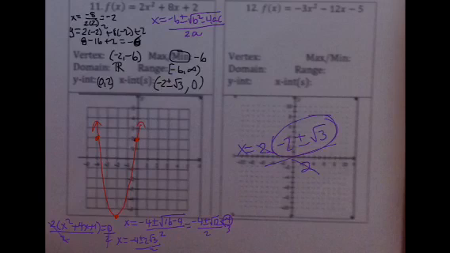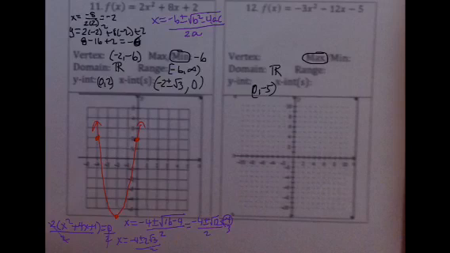Number 12, let me erase this right here. Okay, so we have number 12. It concaves down, so we have a maximum, and then the domain is all reals, and the y-intercept is 0, negative 5.